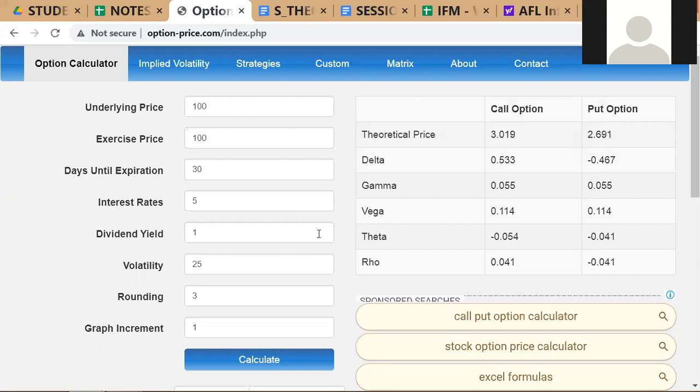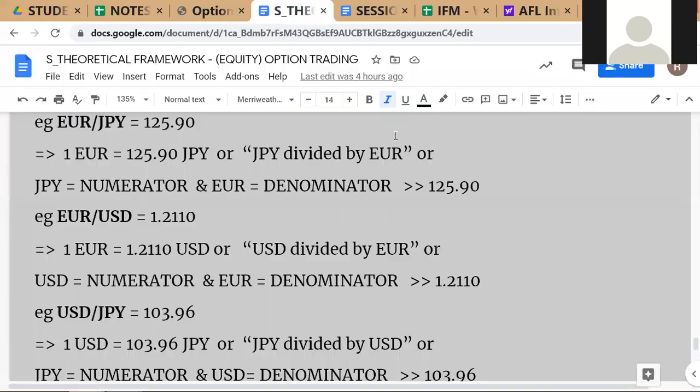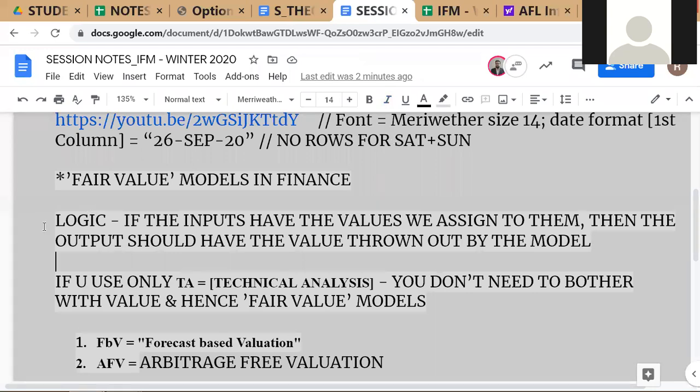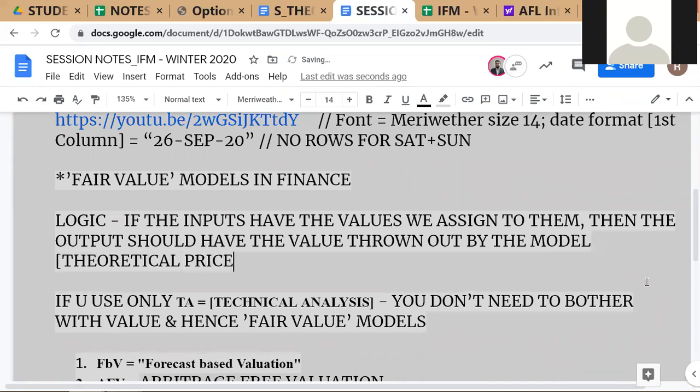So now can someone tell me whether, based on this information, what we have here is the theoretical price. Remember, this is a theoretical price. This is what is meant by fair value. This is another term that you will often see used in fair value models: theoretical price. Why is it called theoretical? Because the theory says this value is thrown out by the model and is often called the theoretical price. It's a theoretical price because it need not actually be the price that prevails in reality.